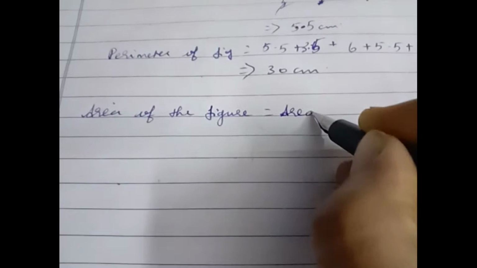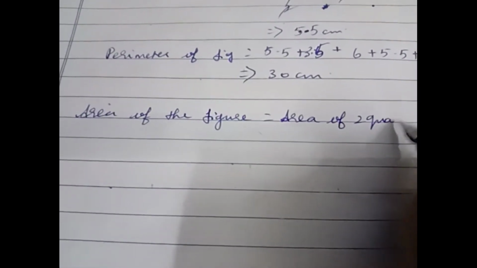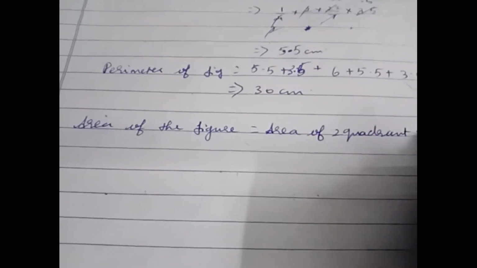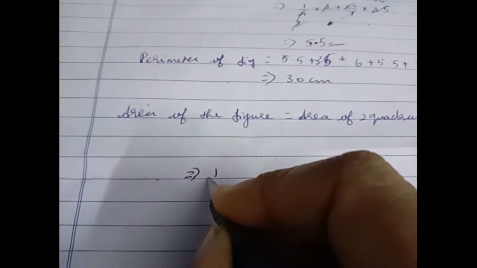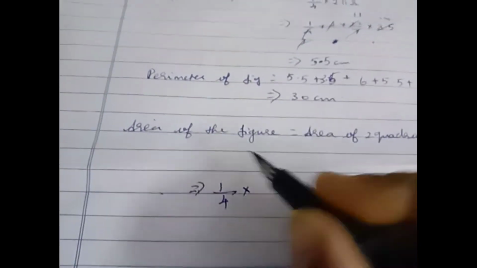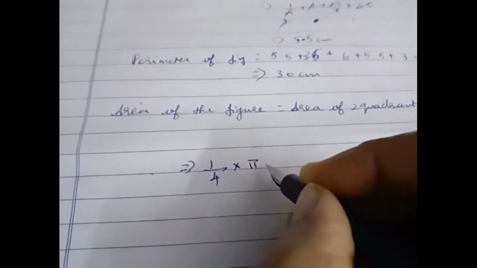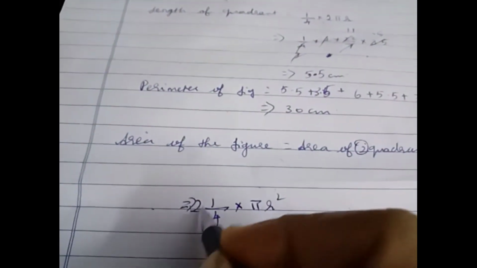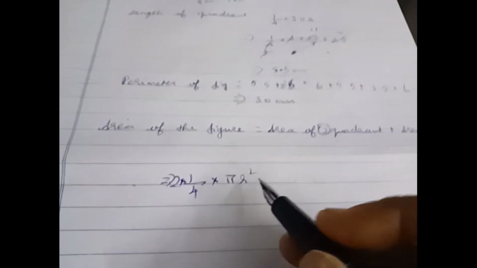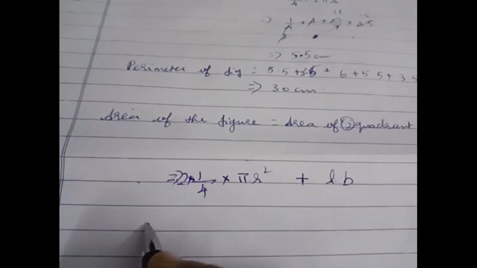So area of 2 quadrant plus area of rectangle. Area of quadrant is 1 by 4 into, as we are finding area, you have to use pi r square. Here they given 2 quadrants, so 2 into 1 by 4 into pi r square plus area of rectangle, you know very well, length into breadth.